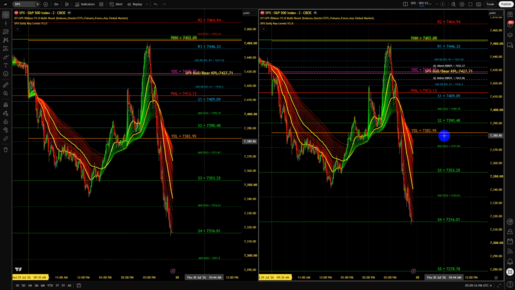Okay, so what we're looking at right now is a split screen. We have a 2-minute chart on each screen. We have the Day Trading GPS SPX daily key levels V3.0 indicator on each one of these charts, and we also have the Day Trading GPS V3.0 ribbon with multi-reset for indexes, stocks, ETFs, futures, Forex, in any global market. On the left side of the screen we have the 9:30 a.m. index reset on for the ribbon, and on the right side we have the standard ribbon without the reset on.